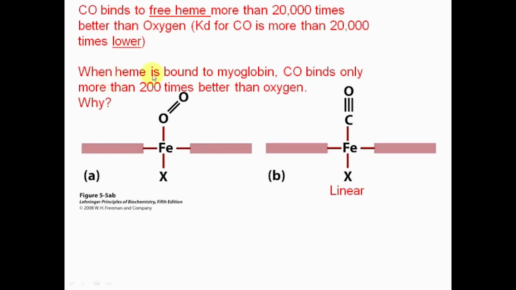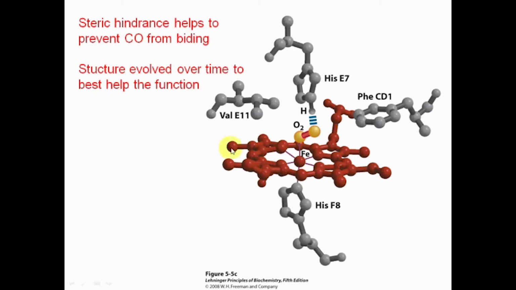However, when heme is bound to myoglobin or hemoglobin, so when heme is not free heme, but when it's bound to hemoglobin, the carbon monoxide is not 20,000 times better, but it only binds 200 times better than oxygen. So why the difference? It has to do with structure. And so here's heme, and then it's inside of hemoglobin. And hemoglobin has amino acids that are strategically placed to make it very inconvenient for carbon monoxide to bind.